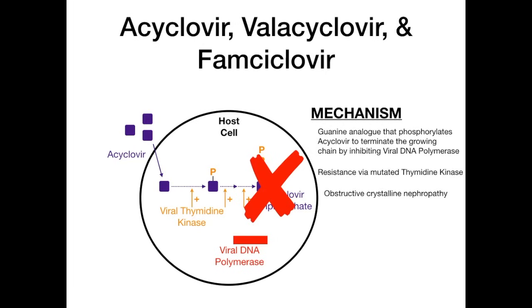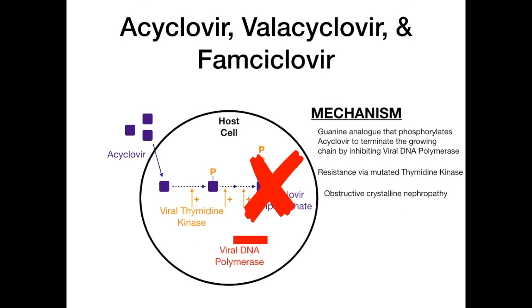First and foremost, the way that there can be some viral resistance is if the virus mutates thymidine kinase. So if you mutate thymidine kinase, then there's a chance that it won't add the phosphate groups to Acyclovir, Valacyclovir, or Famciclovir, and therefore you never get that triphosphate form. It never terminates the viral chain, and therefore these drugs simply don't work. So if a virus mutates thymidine kinase, then you've got a chance that these drugs will be unsuccessful in your treatment.